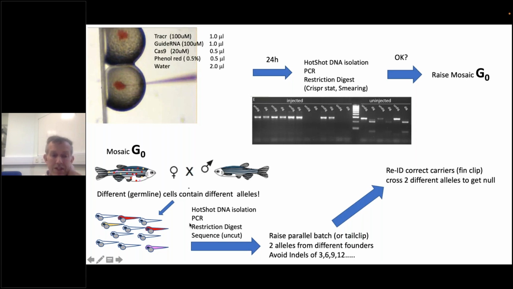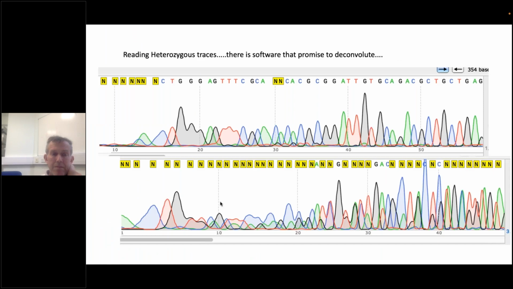And we basically sequence the heterozygous fish straight. We don't do anything special there. That means that if you get traces of sequencing, you get complicated traces. And I've shown an example over here.